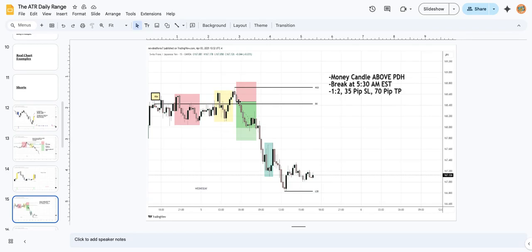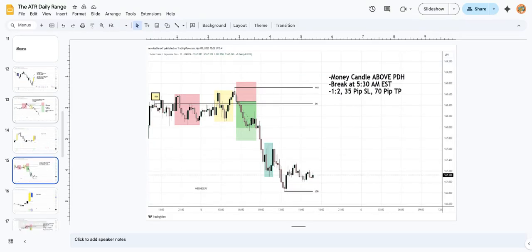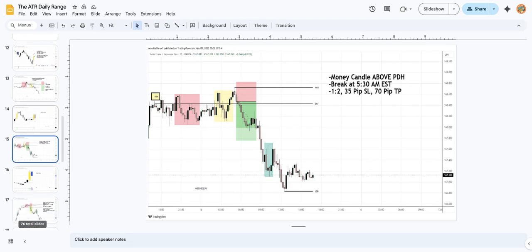And then it doesn't break until 5:30 a.m. Eastern Standard Time. What you can do is also set price alerts to let you know when the price may be breaking below the money candle. Do that too. You don't have to watch this all night. So you just set price alerts that will help you. But when the break happened, you then set a 1 to 2. This was a 35 pip stop loss and a 70 pip take profit. And it hit it no problem. And you see the price kept right on dropping, which can happen. I mean, you're not able to predict how far price is going to go. You just don't know. So that's why I believe in setting a take profit if you're going to take these.